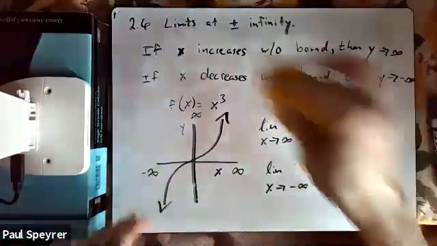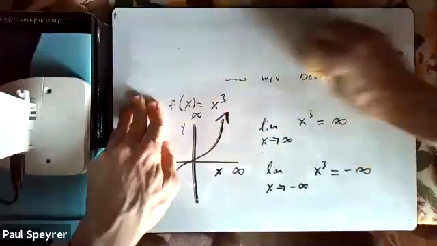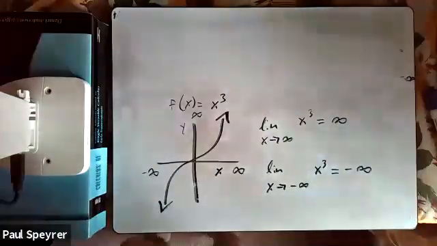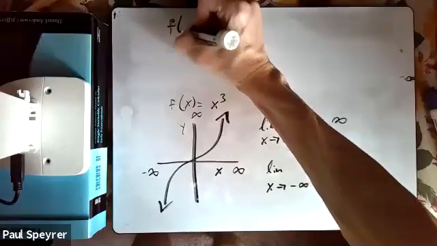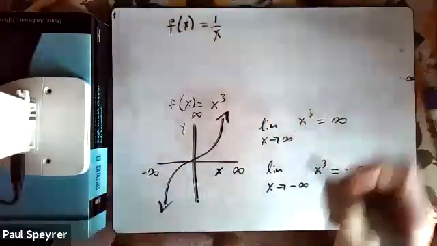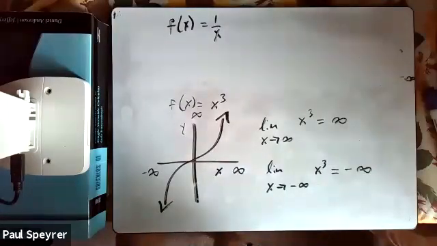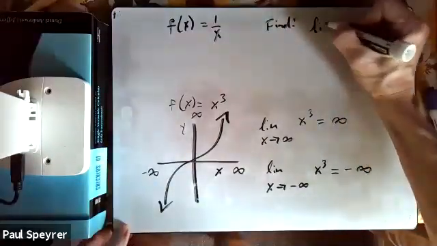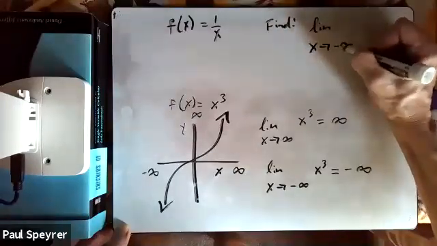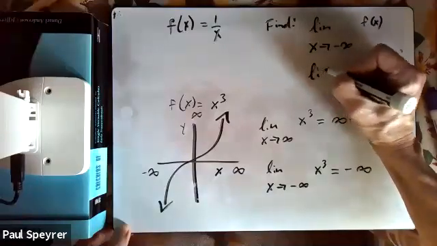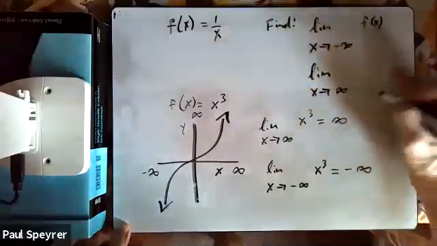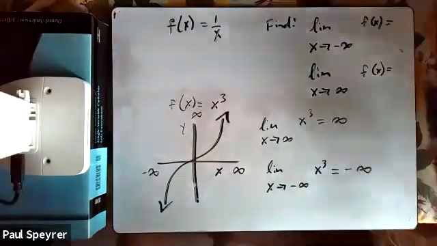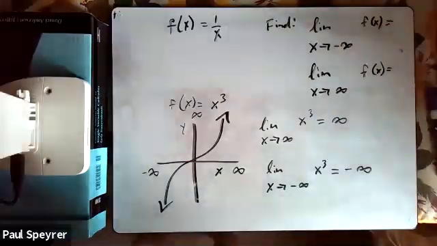Now, what if we checked out a graph like this? If we look at f of x equals 1 over x, we want to find the limit as x goes to negative infinity of f of x, and also the limit as x goes to positive infinity of f of x. So let's graph it first to see conceptually what's going on with it.